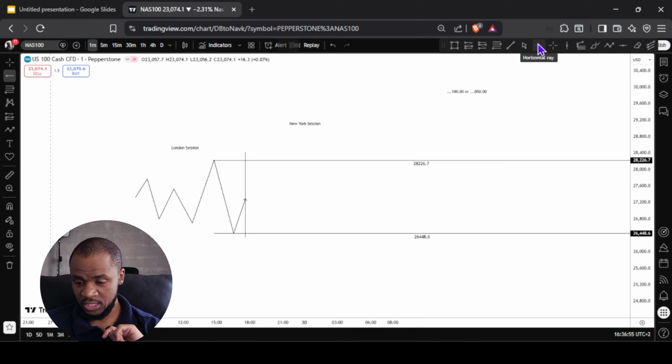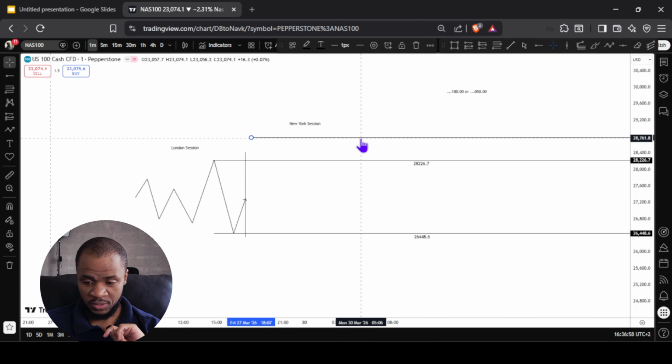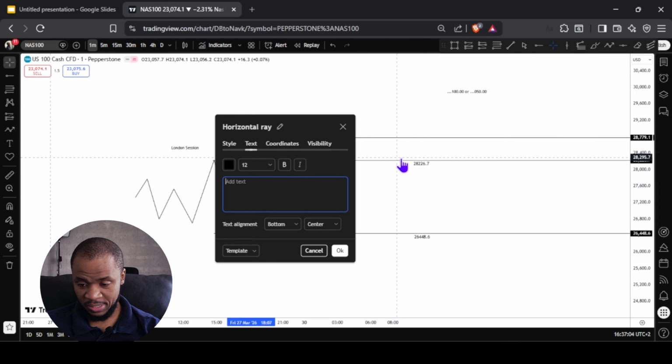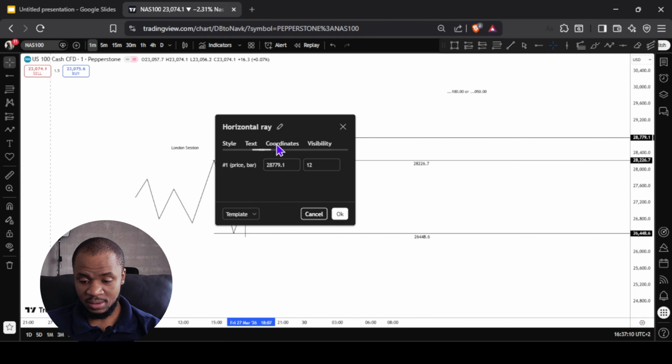So I'll draw my line here, and then I'll put it above my London session, and then I have to change, right? Remember, it says 28226. So for me, my coordinates have to say 28250, right? So this is my number. You need to make sure it's whether it's 50 or it's 100. This is NASDAQ US 100. Make sure that it's either 100 or 50. Nothing else, nothing more, right?